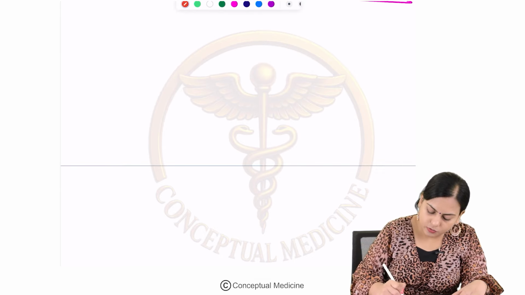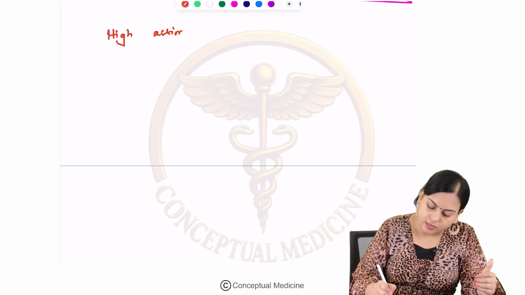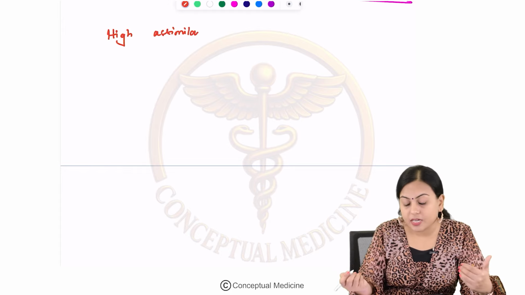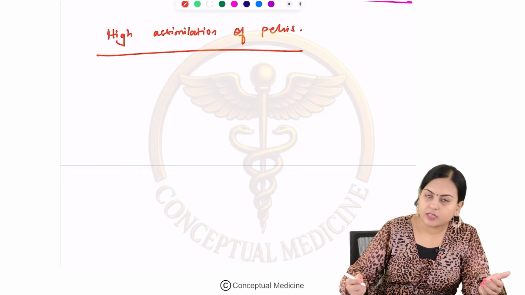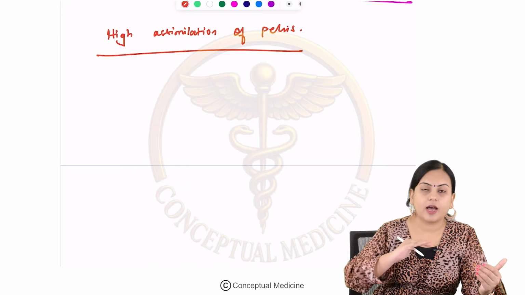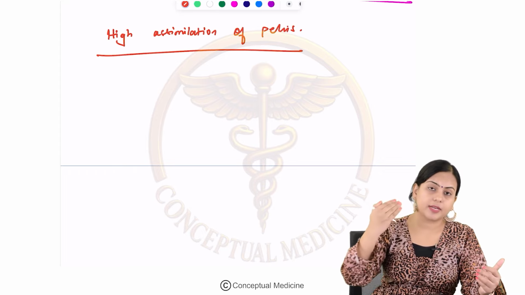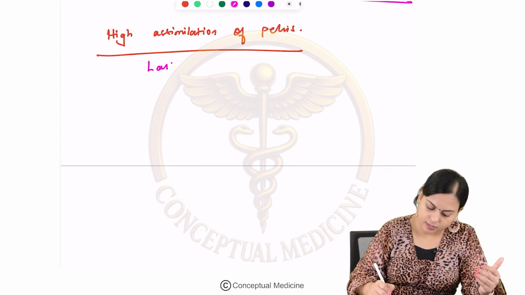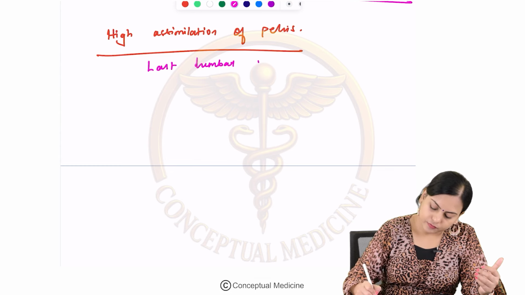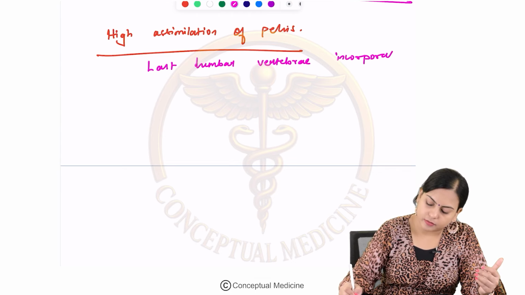Then we will pass on to another important concept: cephalopelvic disproportion can also happen in high assimilation of the pelvis. What does high assimilation of the pelvis mean? The pelvis will have a higher level of inclination. That means the last lumbar vertebra will also be included into the sacral vertebra. Clear? So, the last lumbar vertebra is incorporated into the sacrum.